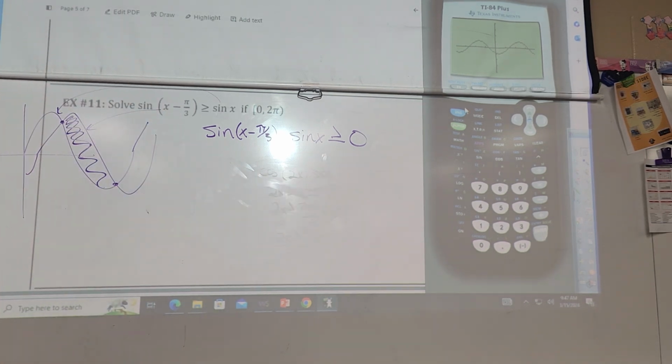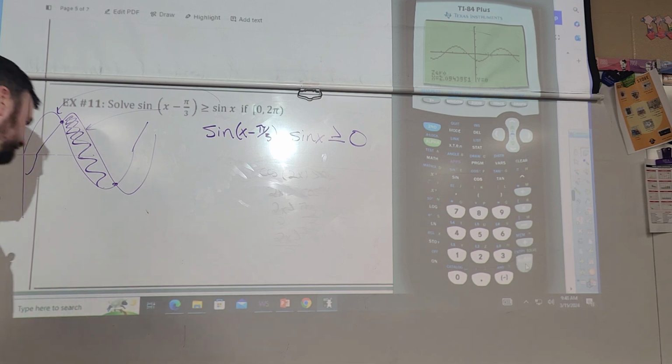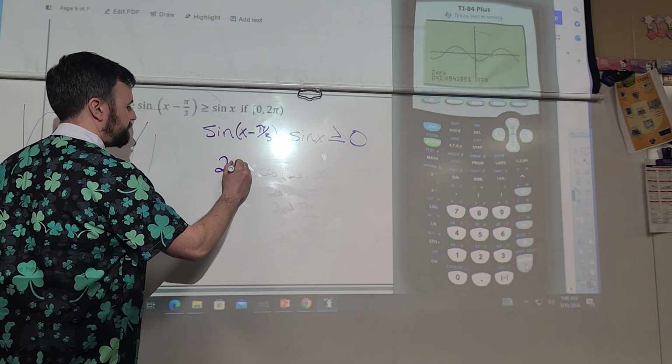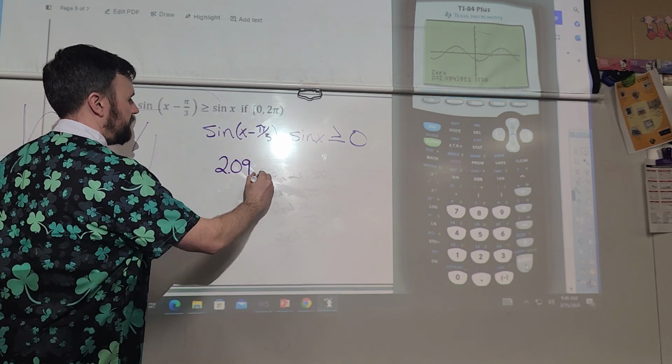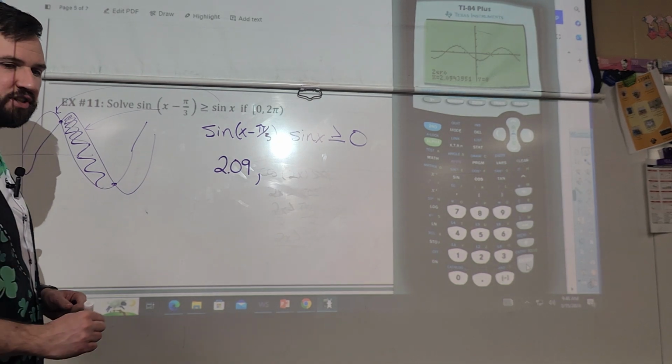So now because there's one graph, I'm going to do second, calculate 0, right? Is this right? Yeah. Oh, no, it's right. Left bound, right bound. You guys are old pros at this now, right? And if you aren't, that's fine. Just make sure you figured it out. We get it together. I got 2.09. So I got 2.09. So it's from 2.09 to my second one, which I got 5.24.